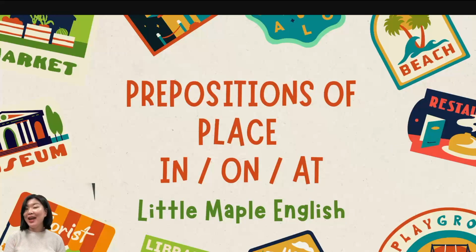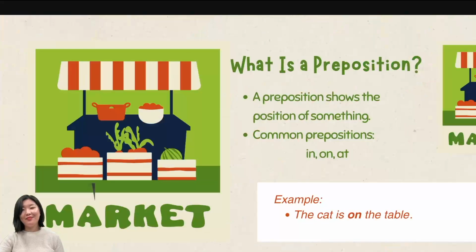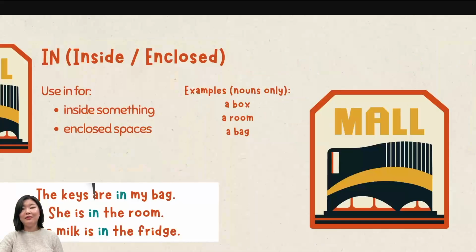I'm your teacher, Joanne. Today, we're going to learn about prepositions of place: in, on, and at. So what is a preposition? A preposition shows the position of something. Common prepositions would be in, on, and at. For example, the cat is on the table. It tells you where the cat is.